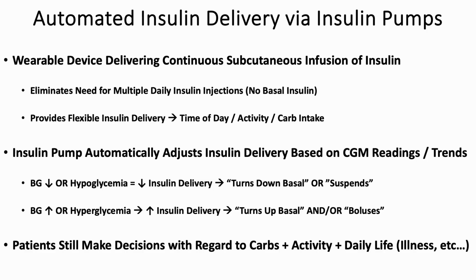But the pump is automatically adjusting insulin delivery based on what the CGM is telling it, right? So based on the current readings and trends, if the CGM value is decreasing or they're hypoglycemic, insulin delivery is either going to be stopped or turned down. If the blood sugar is rising or they're hyperglycemic, then insulin delivery is going to go up to try and bring those sugar readings back down into the normal range, okay?